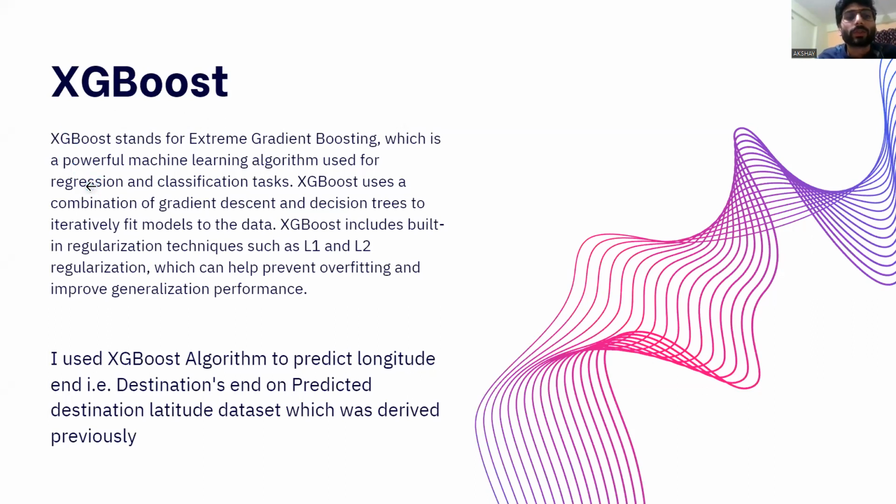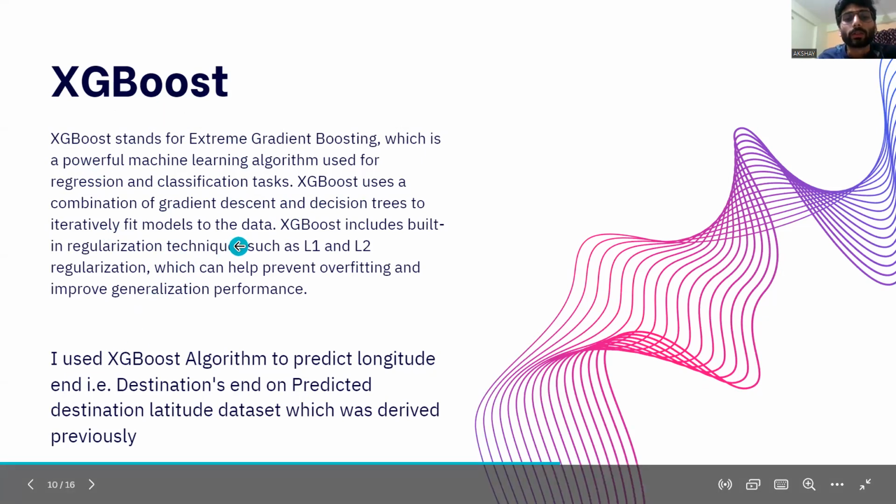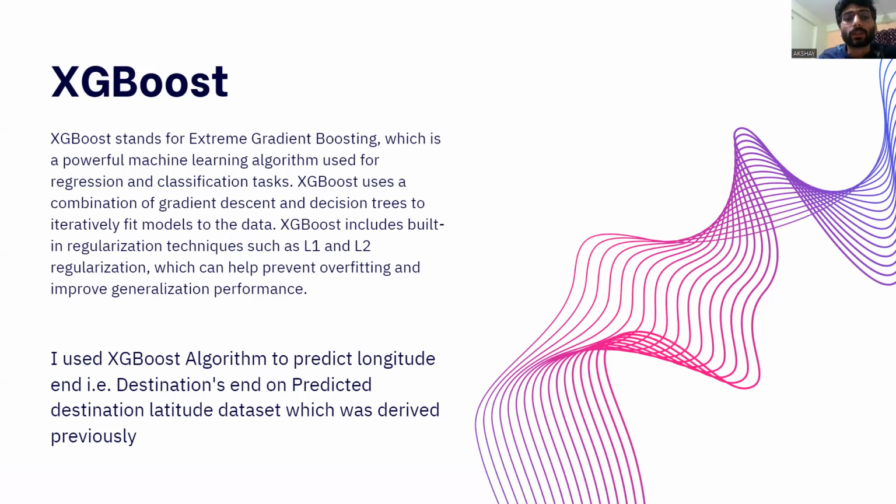What is XGBoost? XGBoost stands for Extreme Gradient Boosting, which is a powerful machine learning algorithm used for regression and classification tasks. XGBoost uses a combination of gradient descent and decision trees to iteratively fit models to the task. XGBoost includes built-in regularization techniques such as L1 and L2 regularization, which can help prevent overfitting and improve generalization performance. I told you before that I use the XGBoost algorithm to predict longitude, that is the destination end, on the predicted destination latitude dataset.